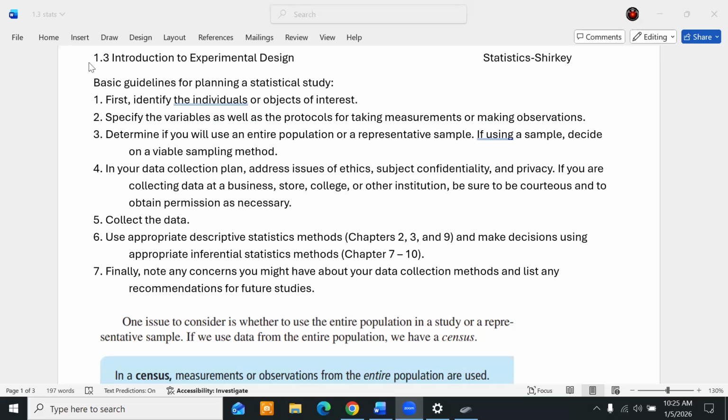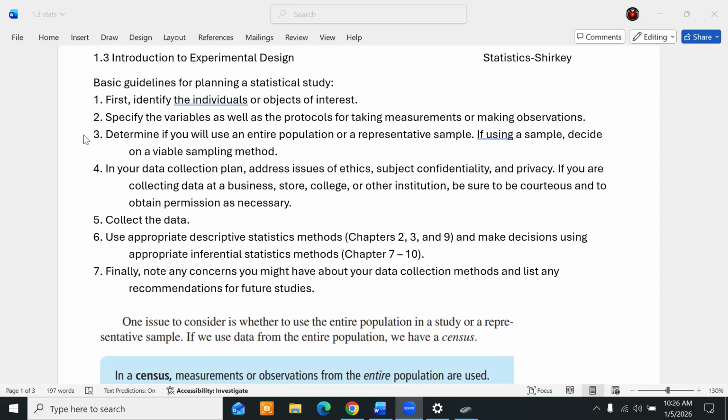All right, so this is section 1.3, Introduction to Experimental Design. And here are basic guidelines for planning a statistical study. Number one, first identify the individuals or objects of interest. Number two, specify the variables as well as the protocols for taking measurements or making observations. Number three, determine if you will use an entire population or a representative sample.